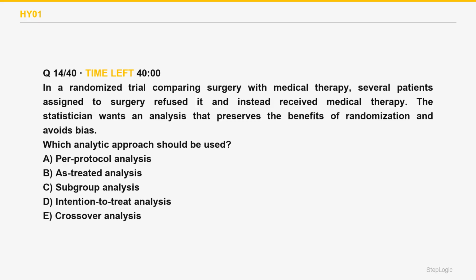Which analytic approach should be used? In a randomized trial comparing surgery with medical therapy, several patients assigned to surgery refused it and instead received medical therapy. The statistician wants an analysis that preserves the benefits of randomization and avoids bias. Read the command: the analysis that preserves randomization. Keep patients in their assigned groups, regardless of what they actually received.